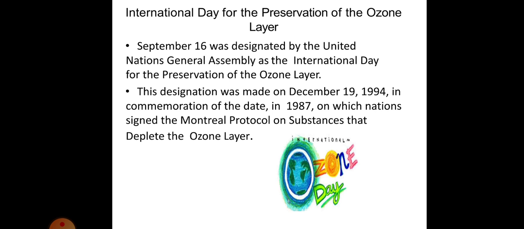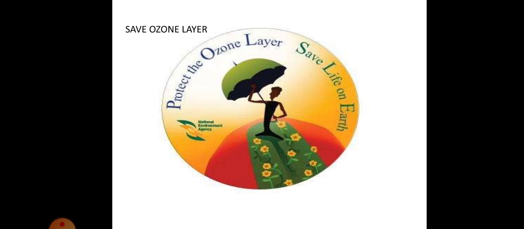There are a lot of solutions to prevent ozone layer depletion. Unless all this is practiced and the government also takes initiative to control it, we will not be able to save our earth from the ozone layer depletion problem. So we have to protect the ozone layer and save life on earth. So this is about ozone layer depletion.